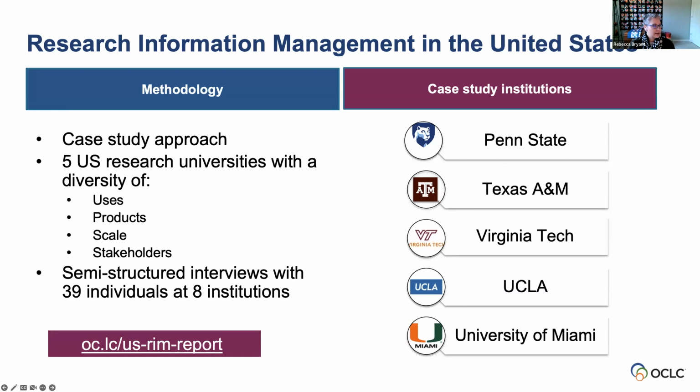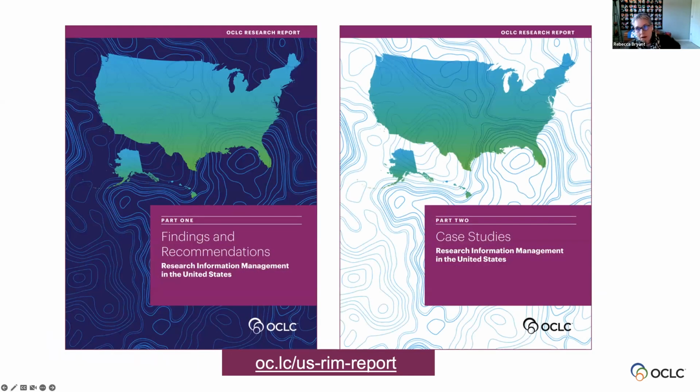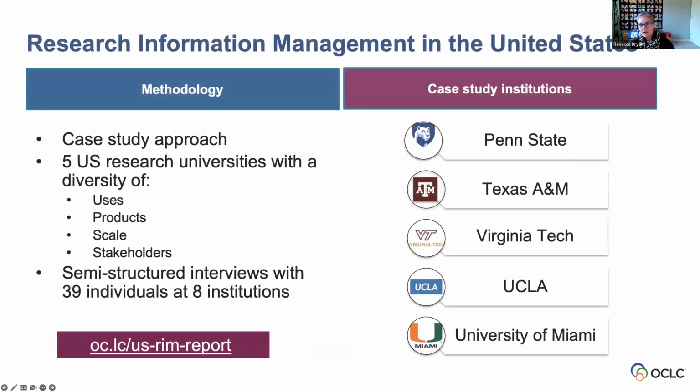And the result was this 2-part report, which is available open access, like everything at OCLC Research, on our website. So the first part is findings and recommendations, and that's what Jan and I are going to be talking about today. But if you really want to know how these institutions have implemented their almost always multiple RIM systems, you can read the case studies for a lot of details about all of the practices in depth. And note that Texas A&M is actually one of the institutions in this case study.